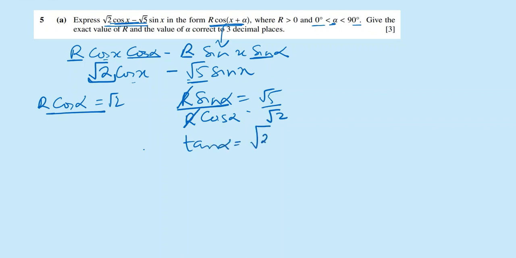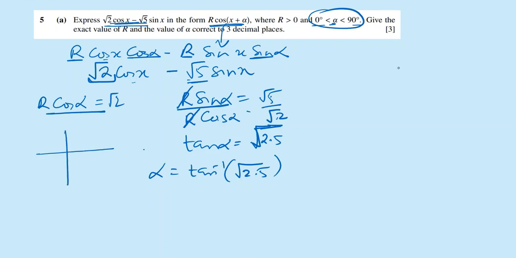You can write it here. 5 divided by 2. When square root is divided by square root, we can contain them inside a square root. Okay, so alpha will be tan inverse square root 2.5, and keep in mind, because they have said alpha is between 0 and 90, that means we have to just look at the first quadrant. Since we need to express this in 3 decimal places, it is 57.688 degrees.